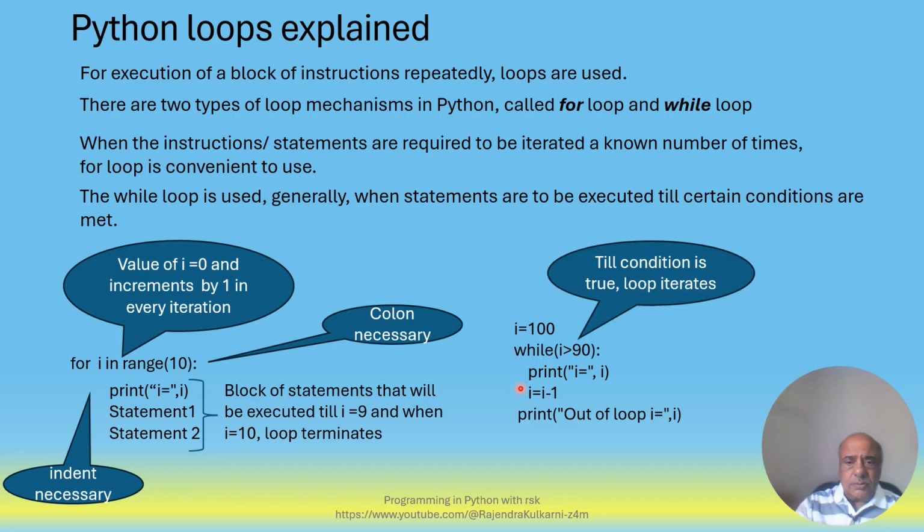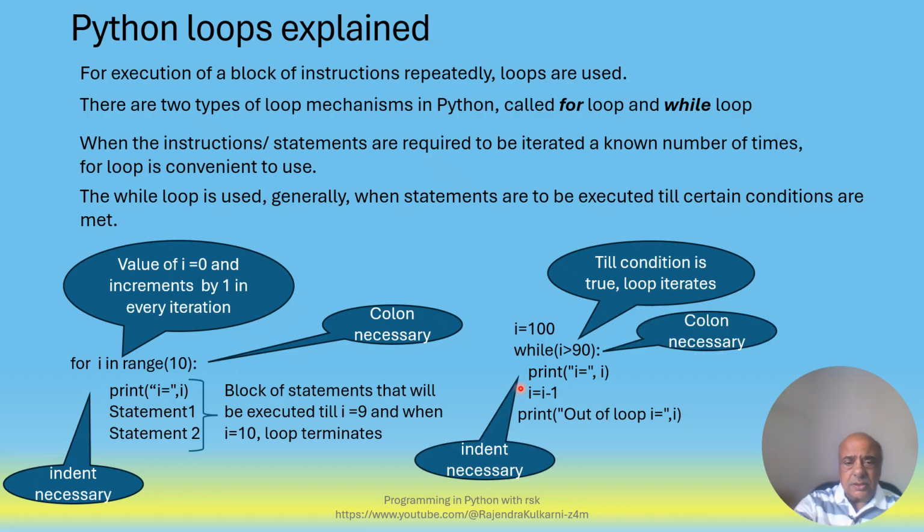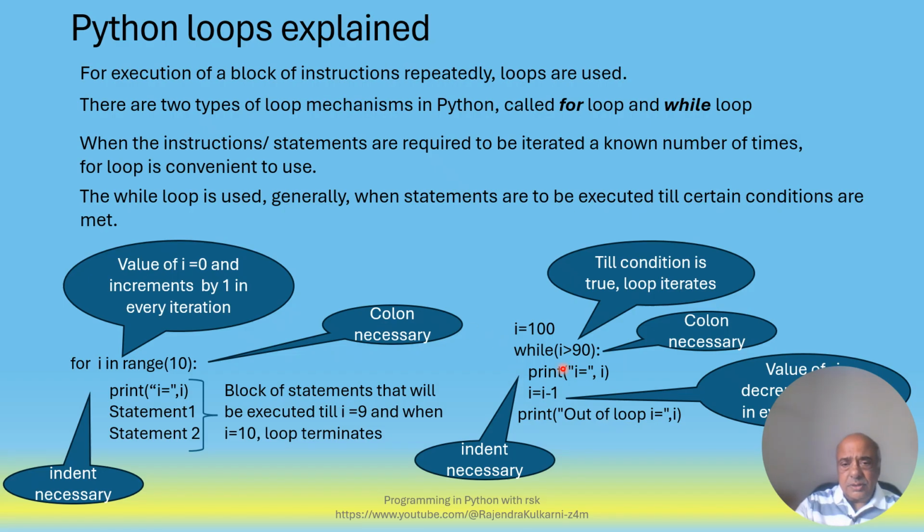Here again, the loop iterates till the condition is true. Colon necessary, indent necessary. The value of I is decremented because we have set I is equal to 100 and our condition says that I should be greater than 90. If I were incremented, this loop would become an infinite loop because every time I would be more than 90.